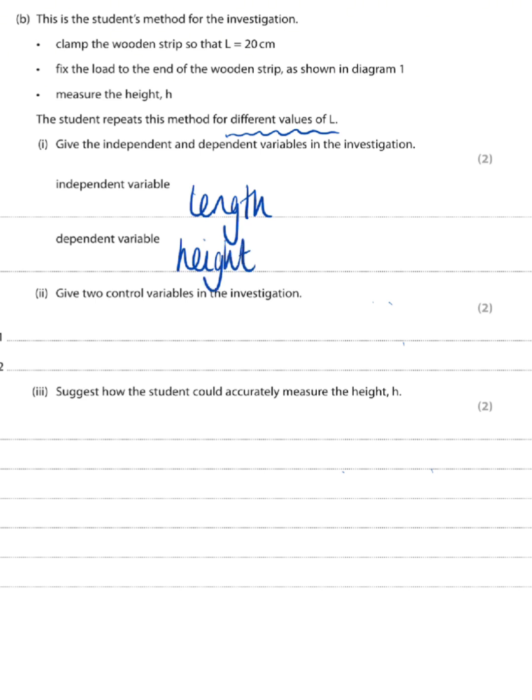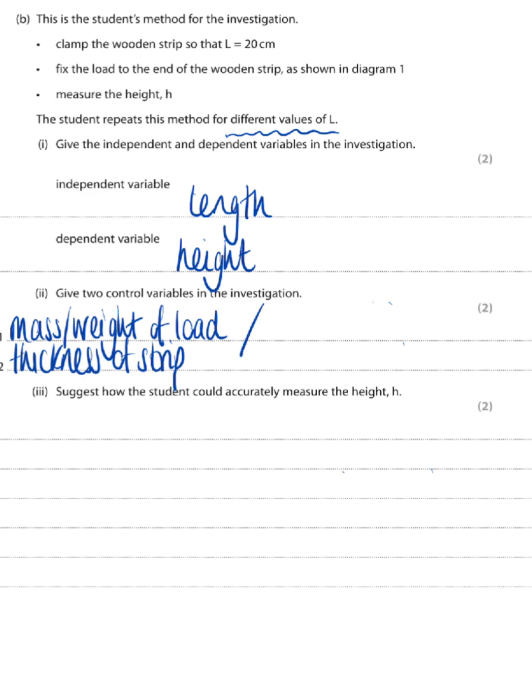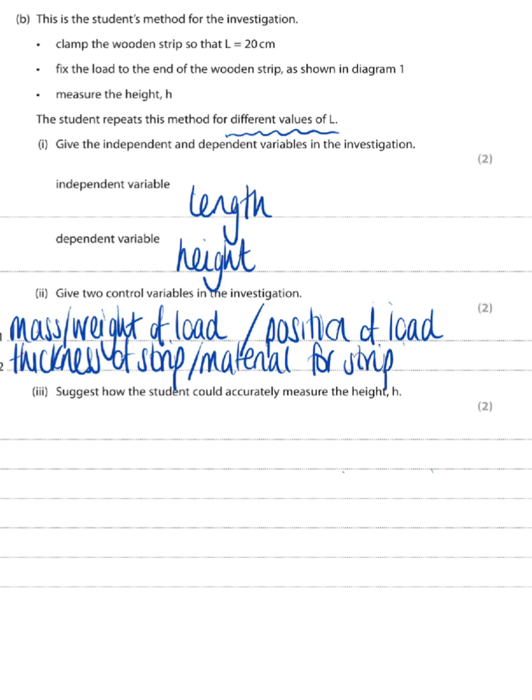Give two control variables, so things that we must keep the same. We keep things the same to ensure that there is only one variable that is affecting the dependent variable, so this helps to make it valid. So two control variables, there's several you can choose from. You can either choose the mass, or you can call it the weight of the load, that's okay. Or you can take the thickness of the wooden strip, because that would affect it. Going back to the load now, depending on where you put it, that would affect it. So the position of the load on the strip. And another thing we need to control about this strip is the material that it is made from. So any two of those.